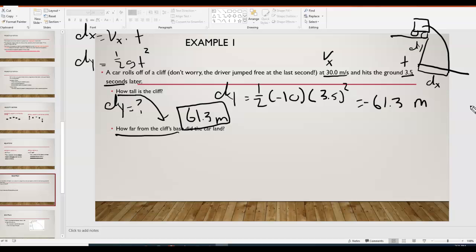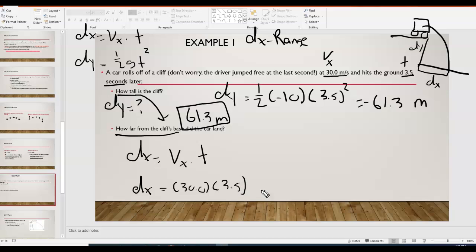Now this, how far from the cliff's base did the car land, this dx has a name. Okay, dx is called range. So if you ever get a question asking you to calculate the range, it is dx always. Okay, so we want to find dx. Now at this point it's very easy because look, there's only one equation that has dx in it. Right. I have Vx, that's given, that's 30. I multiply it by t, which is 3.5. And I type that into my calculator. Okay, and I get 105 meters, and I'm done with the question.